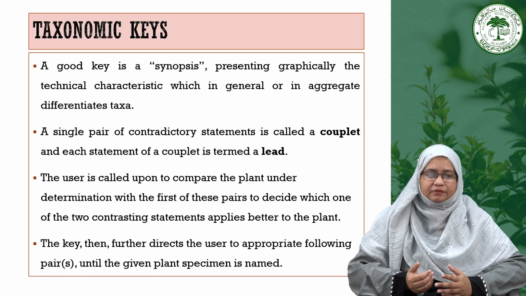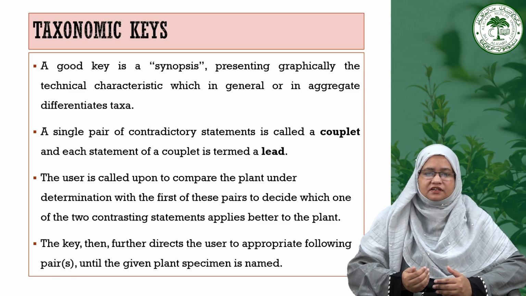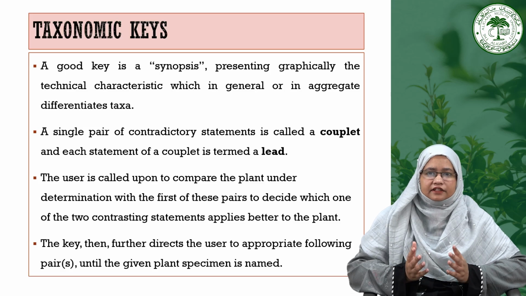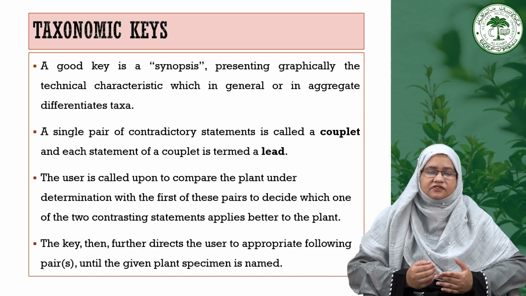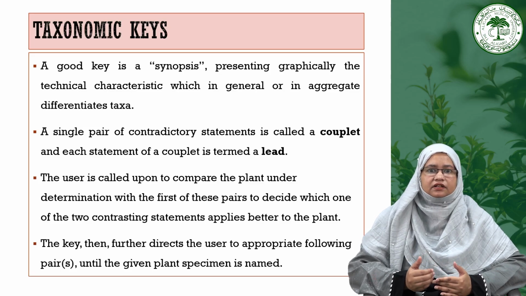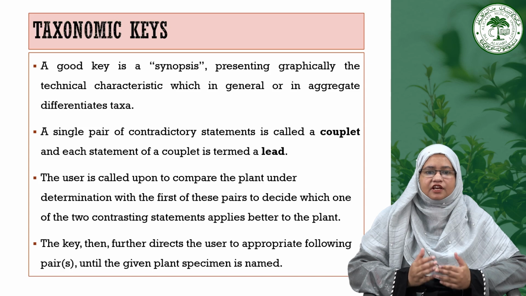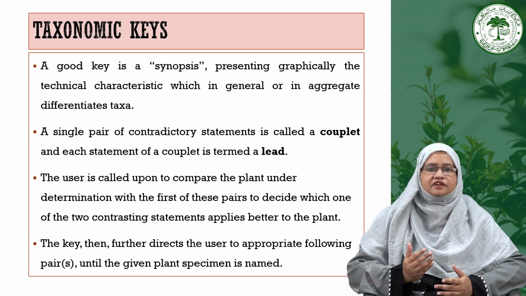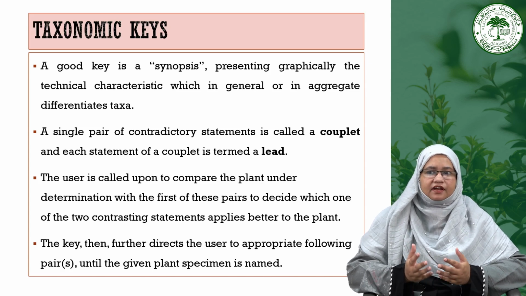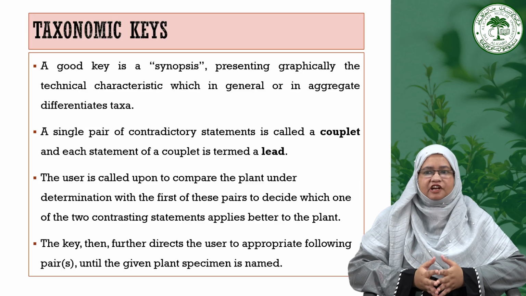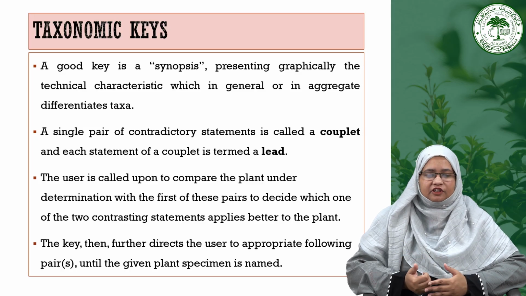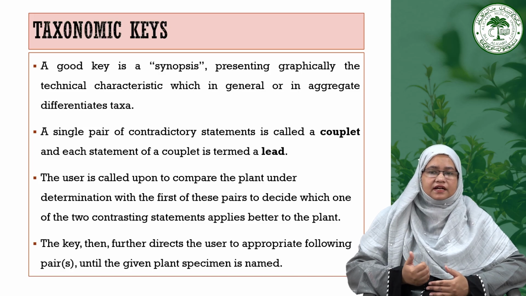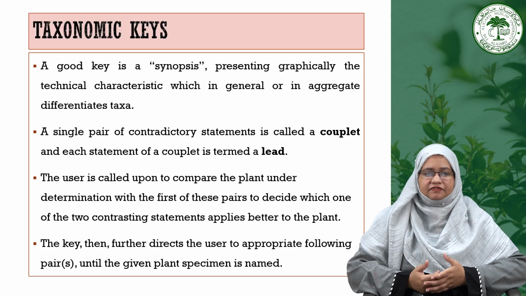Before going to the taxonomic keys, first of all we need the description of plants. That is why taxonomy has four main branches: description, identification, classification and nomenclature. Before proceeding towards taxonomic identification, we first need the description of that particular plant, because without that description we cannot identify the plant. So description is very important, and then we can go for identification.